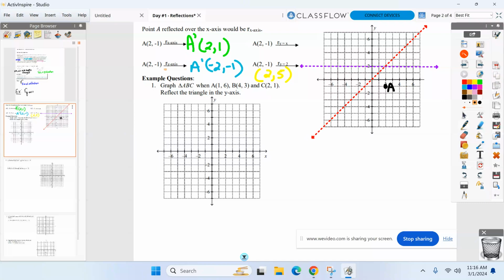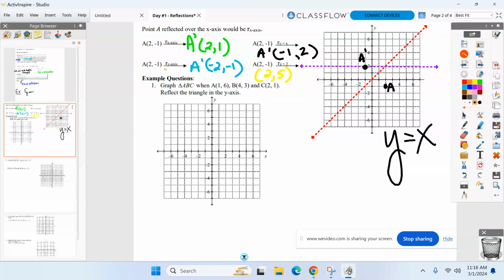Anytime I reflect over the line y equals x, the y coordinate is equal to whatever the x was, and your x coordinate is equal to whatever the y was. What am I saying in a nutshell? Flip the coordinates. Anytime you reflect over the line y equals x, you will end up flipping the coordinates. So (2, -1) becomes, flip them, and we get (-1, 2). And look where that ends up: (-1, 2).